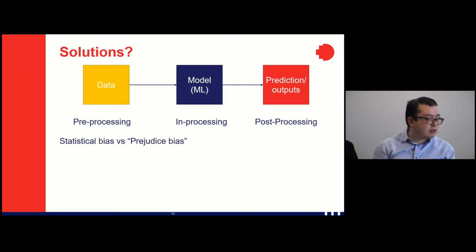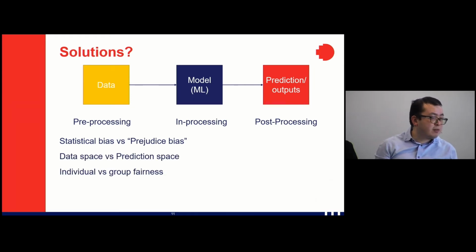So basically, there's a number of issues here. One is statistical bias, which in machine learning is basically trying to get your algorithm as accurate as possible in terms of the existing data. And then the prejudice bias is all the different biases we talk about. And there's usually a conflict here.